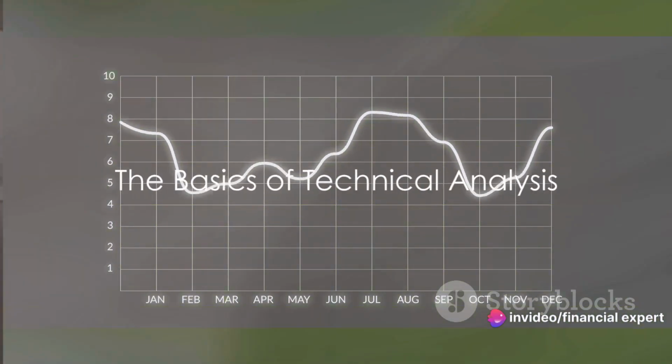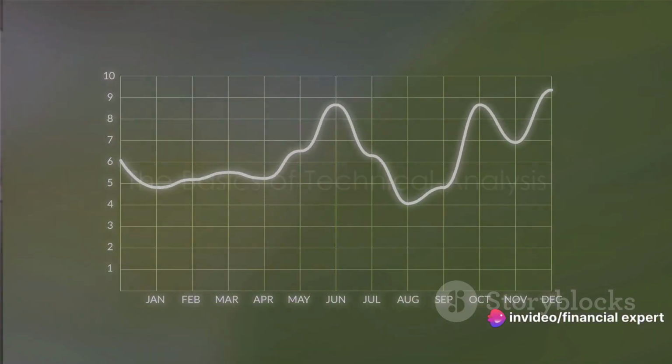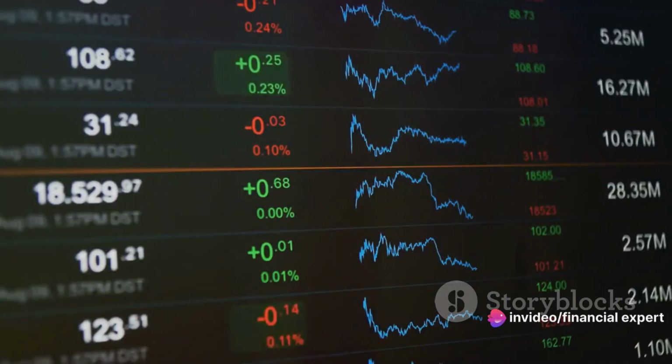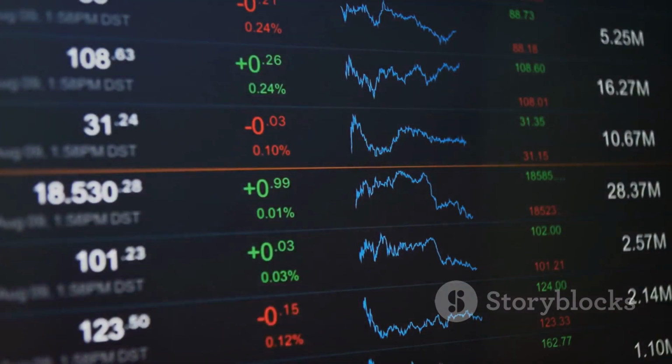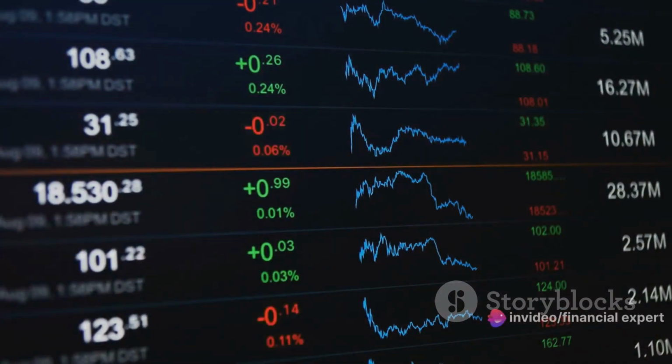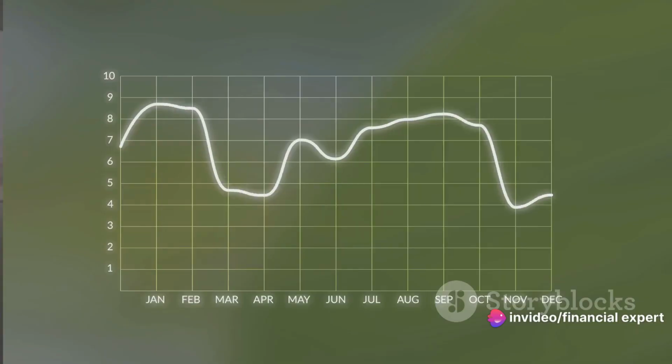So, what's the first step in conducting a technical analysis? Well, let's dive right in. The key to technical analysis lies in historical data. It's like a treasure map, guiding us to potential gold mines in the market. This data reveals patterns and trends that help us forecast future price movements.